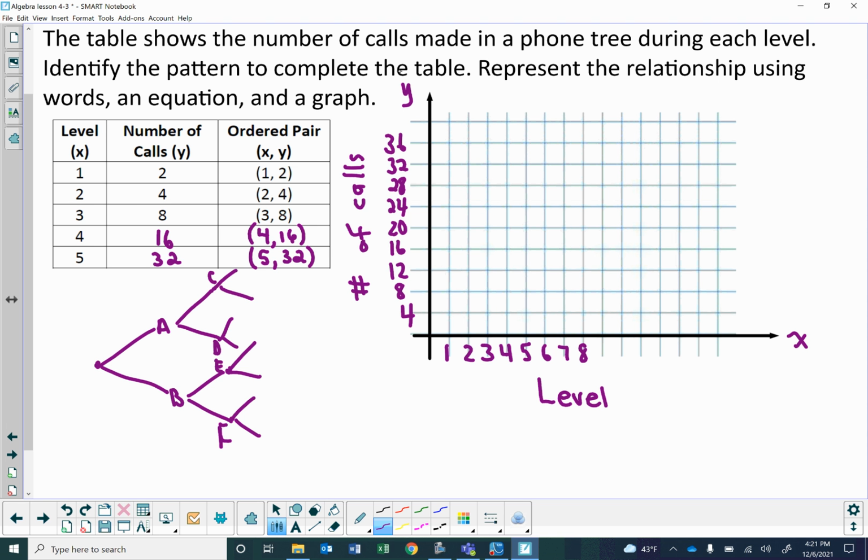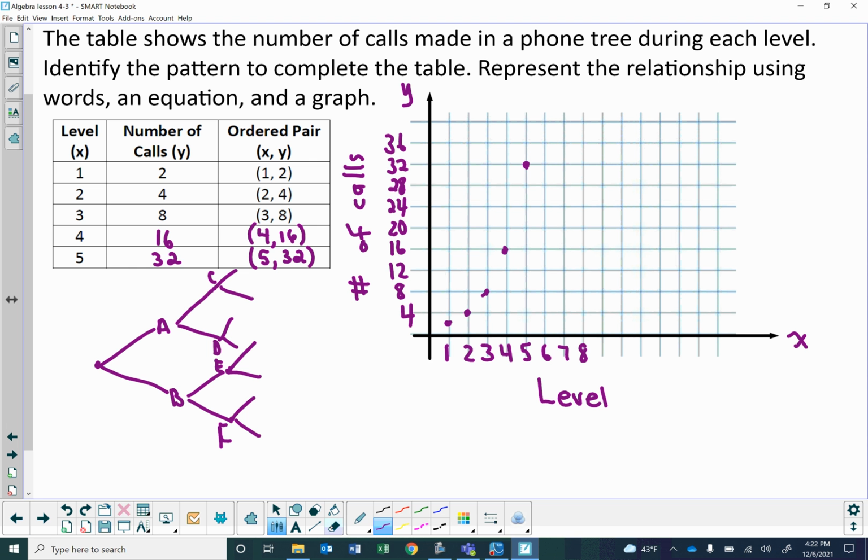So my first ordered pair is 1, 2. So 1 here, 2 is halfway between 0 and 4, so it's right there. My second ordered pair is 2, 4, so 2, 4 is right there. Then I have 3, 8. So 3, and then goes up to 8. And then I have 4, 16. 4 jumps up to 16. Notice how much it's jumping all of a sudden. And then 5 goes up to 32. Okay, so this is definitely not a linear graph. It's what we would call an exponential graph, actually, because it's growing quite quickly. It's doubling every time.